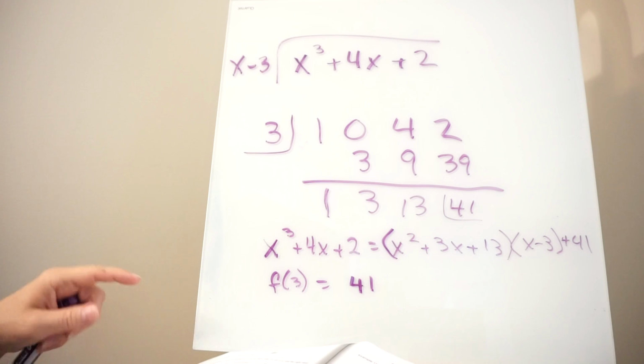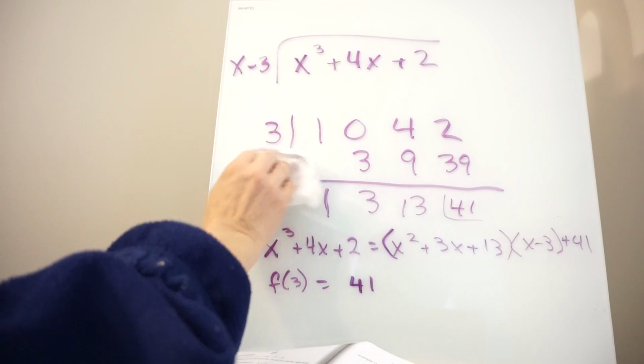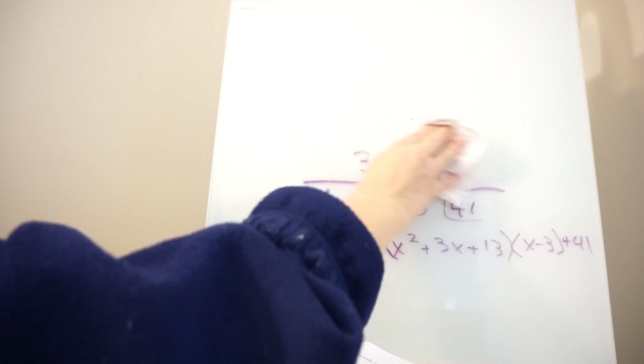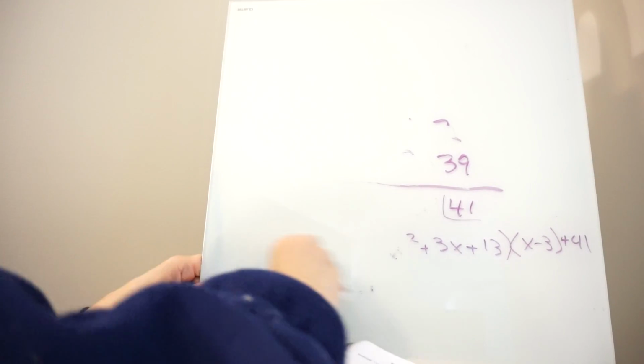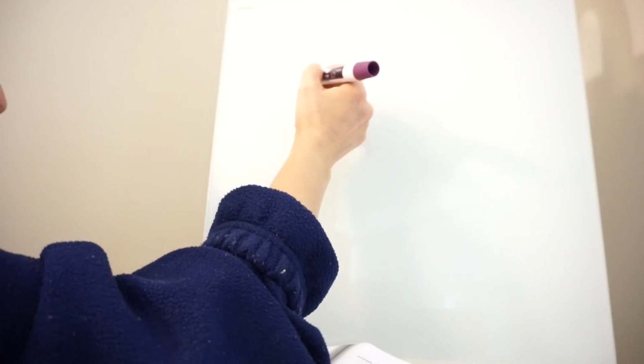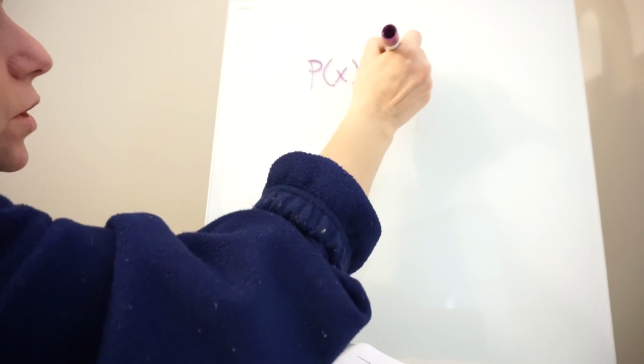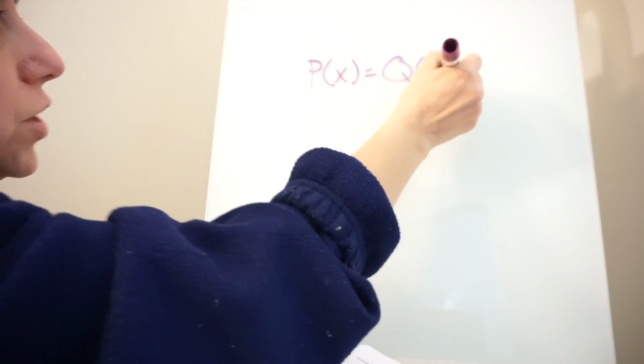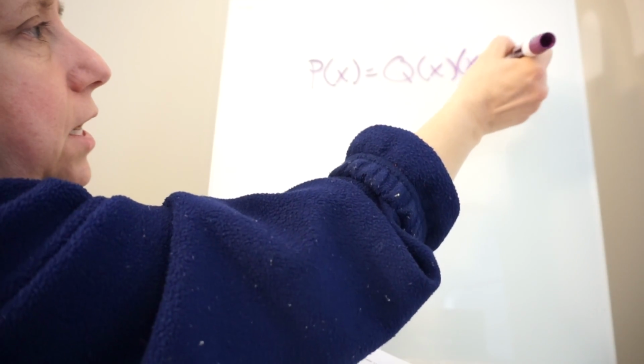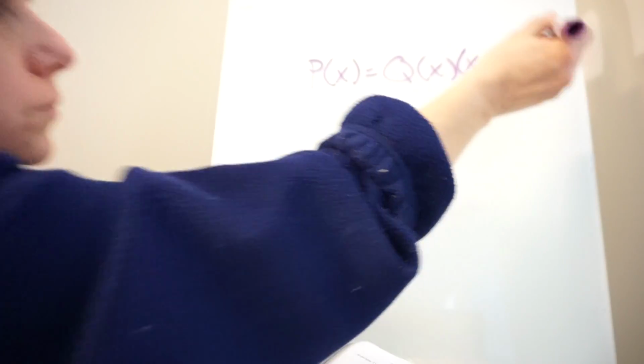Now we can go on and generalize this observation by evaluating some polynomial p of x. So we'll see what this means and how we can use this. All right, so generalize this to just say p of x is equal to q of x, which is just the quotient, times x minus c, that's the divisor, plus r.